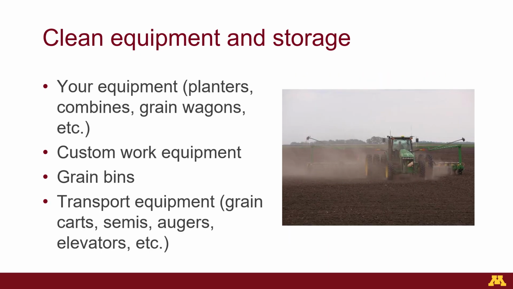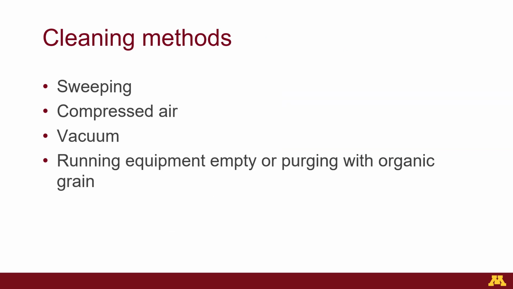Planters and all other equipment should be clean and empty before they are used for organic crops. This includes not just your own equipment, but anyone else's that does work in your field, as well as all equipment used to transport your crop from the field or to the elevator. This includes planters, combines, grain wagons, custom work equipment, grain bins, grain carts, semis, augers, and grain elevators. Proper cleaning may involve sweeping out equipment, blowing out debris with compressed air, vacuuming, and running the equipment empty or purging it with a small batch of organic grain.